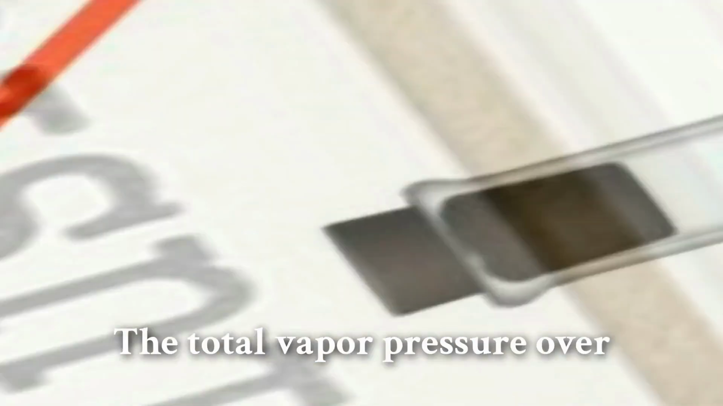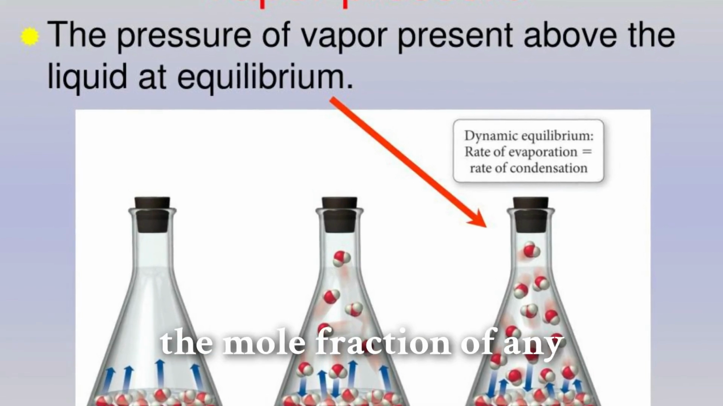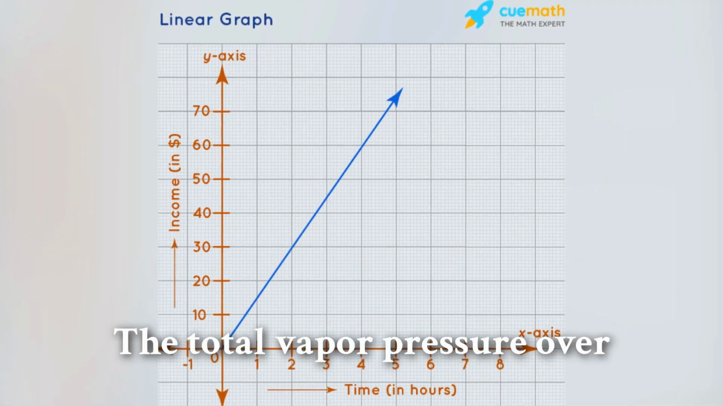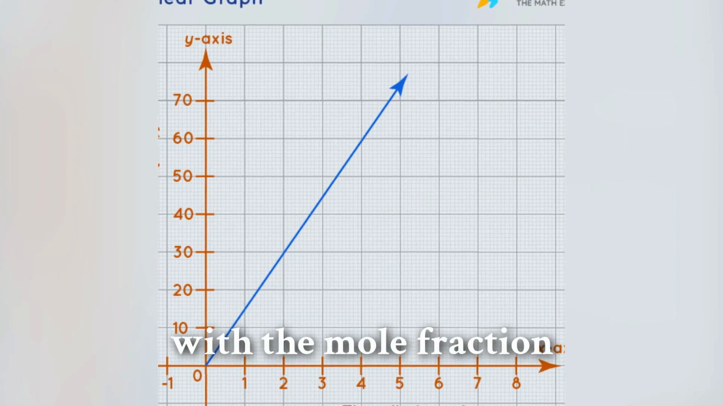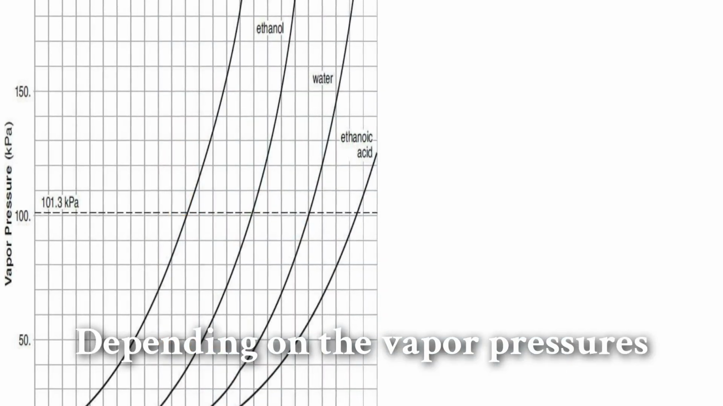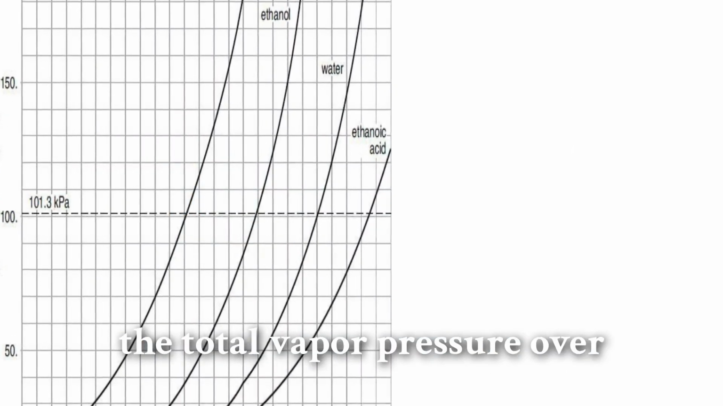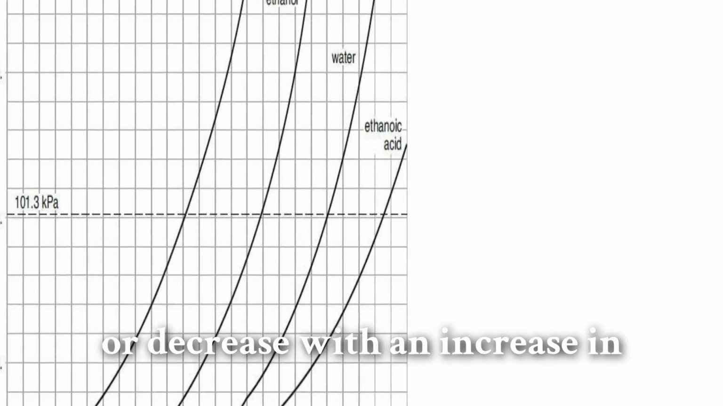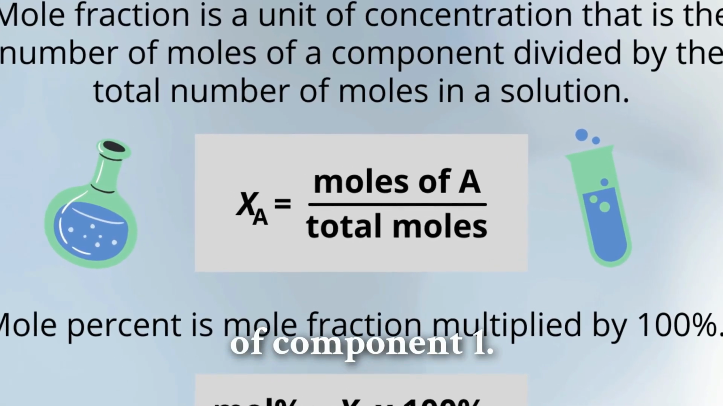1. The total vapor pressure over the solution can be related to the mole fraction of any one component. 2. The total vapor pressure over the solution varies linearly with the mole fraction of component 2. 3. Depending on the vapor pressures of the pure components 1 and 2, the total vapor pressure over the solution may either increase or decrease with an increase in the mole fraction of component 1.